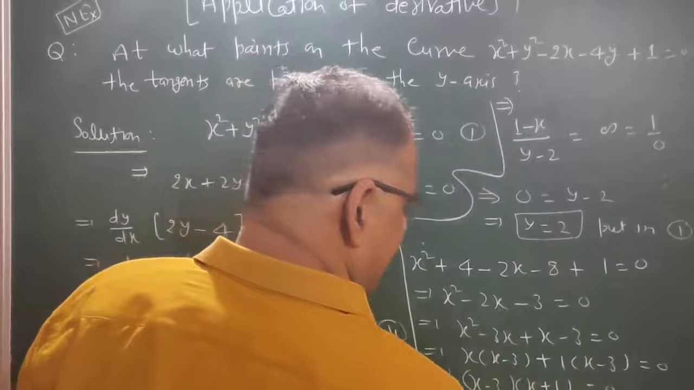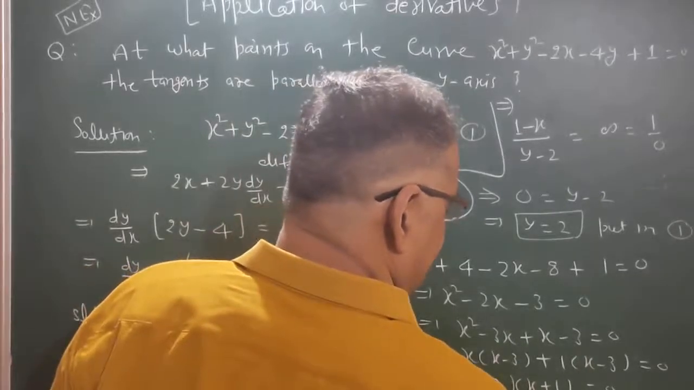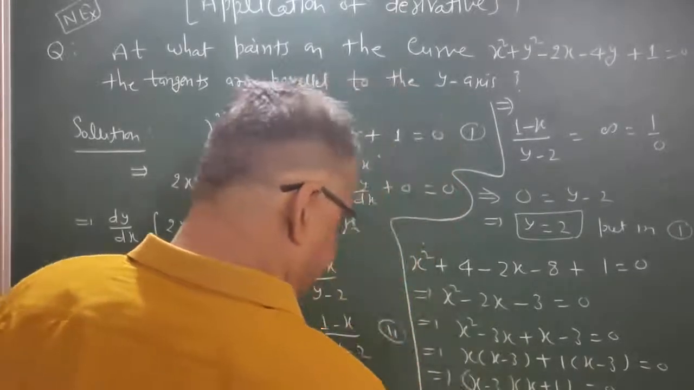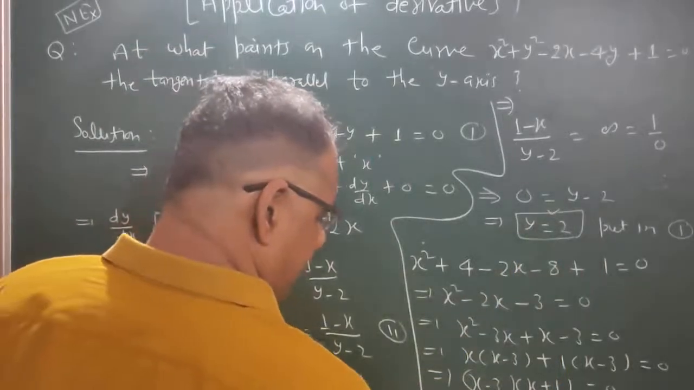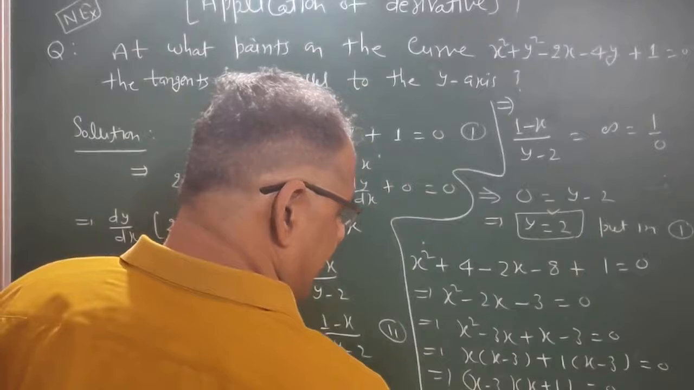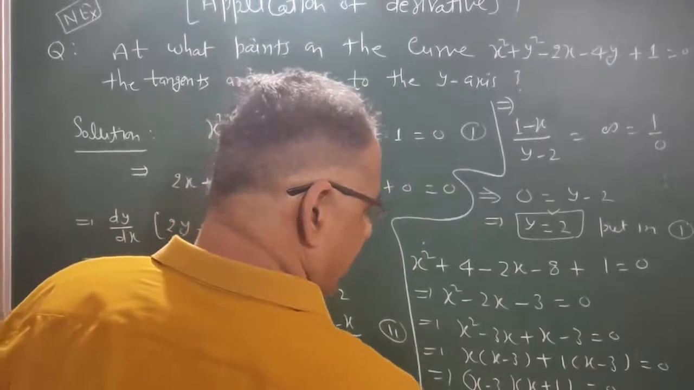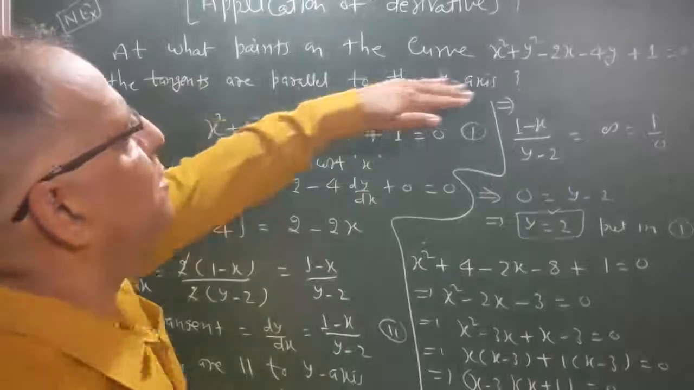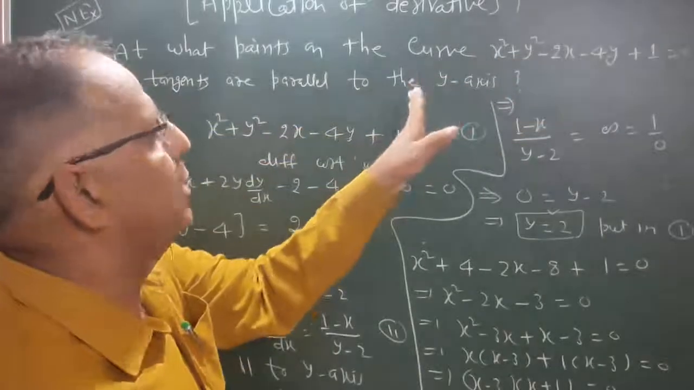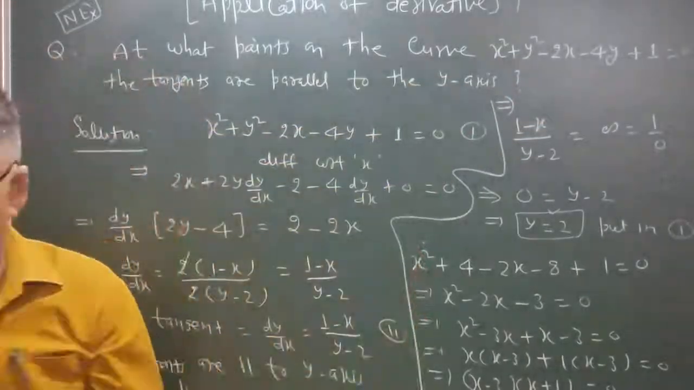Then the points are, we have y equal to 2 only. So the points are (3, 2) and (-1, 2). These are the points where the tangent to this given curve is parallel to the y-axis.